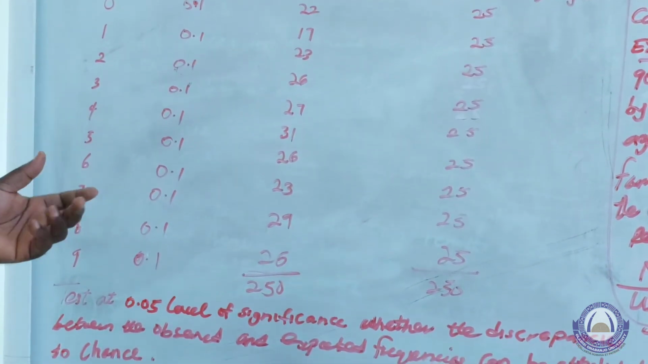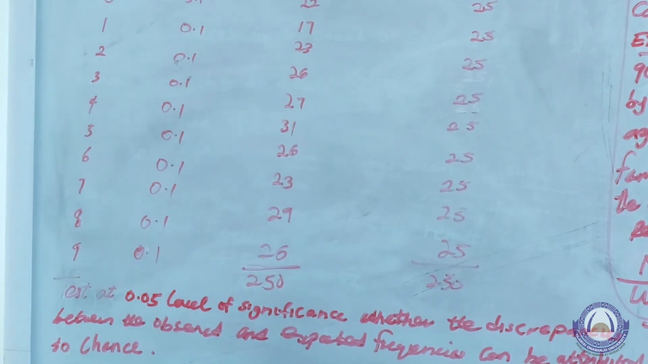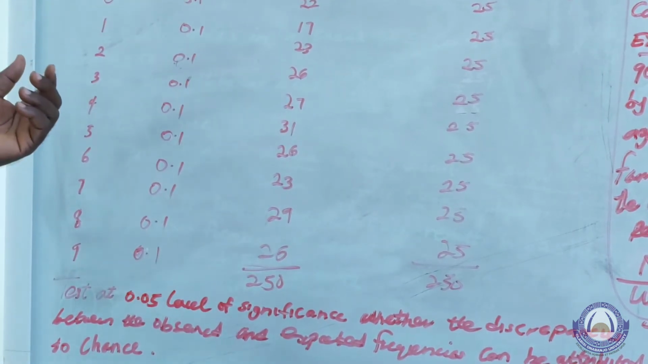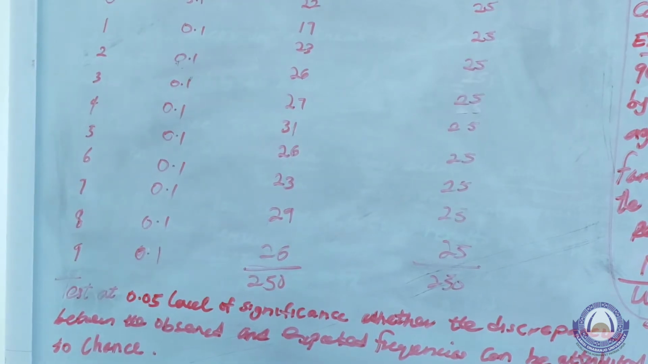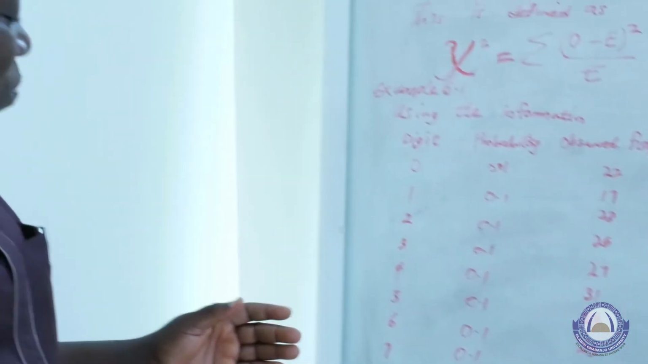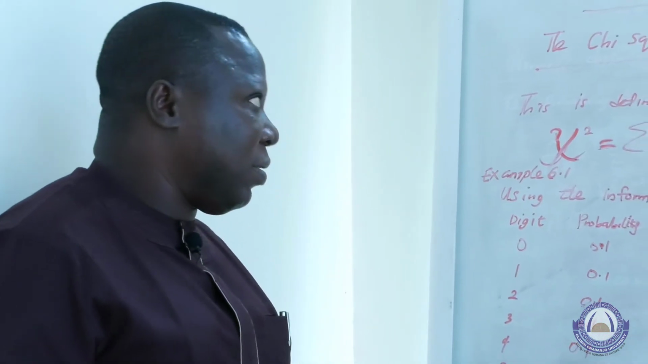Back to our example 6.1, we have to test at the 0.05 level of significance, which is 5%. Normally in statistics, from the previous test of hypothesis you've done, we are used to 5%. But in life science, where they deal with life, they make use of 1%, which is 0.01. But on a general basis, we make use of the 5% level of significance.